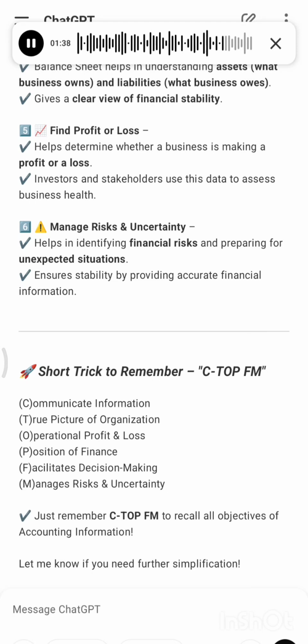Short trick to remember: CTOP FM. Communicate information, true picture of organization, operational profit and loss, position of finance, F, facilitates decision-making, manages risks and uncertainty. Just remember CTOP FM to recall all objectives of accounting information. Let me know if you need further simplification.